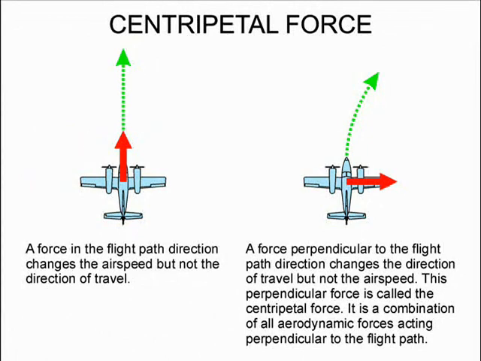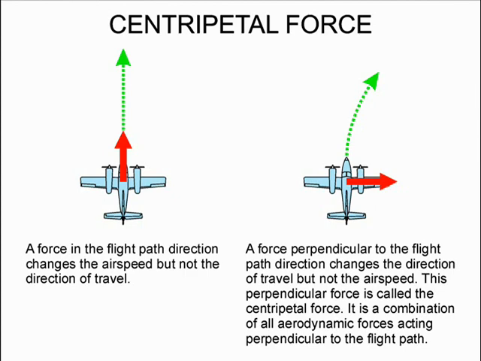We have just seen that a zero moment about the center of gravity produces a constant rate of turn. In order for the constant rate of turn to also be zero, all of the aerodynamic forces perpendicular to the direction of travel must cancel each other out. The combination of all of these perpendicular forces is known as the centripetal force.